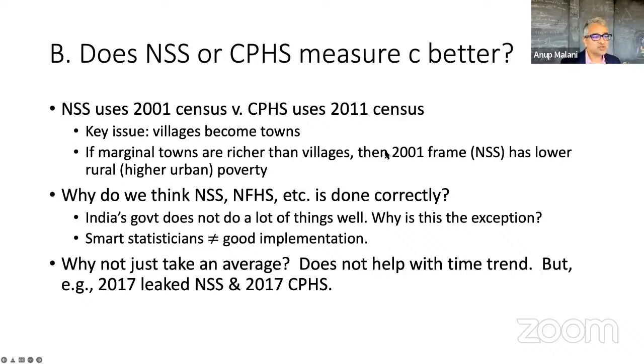Okay, but if that's true, then what that tells you is that the 2001 frame, which is the NSS frame, has lower rural and higher urban poverty than CPHS. Now, I don't know if that's exactly true. You have to do some validation, but that shift in the frame makes you think about whether or not the comparison, whether you really want to get apples to apples, or let me put it another way, whether you really want the target to be NSS or you want the target to be CPHS. Okay.